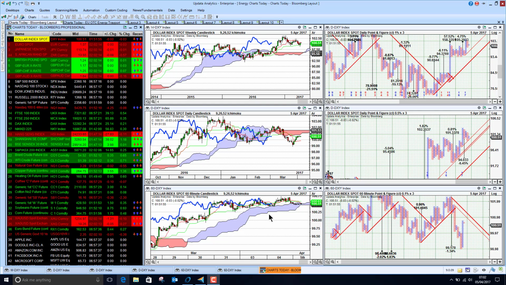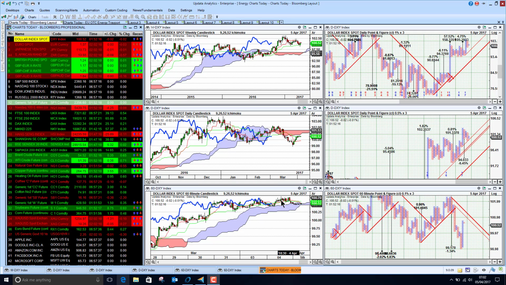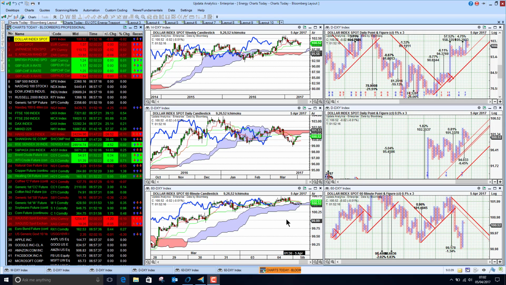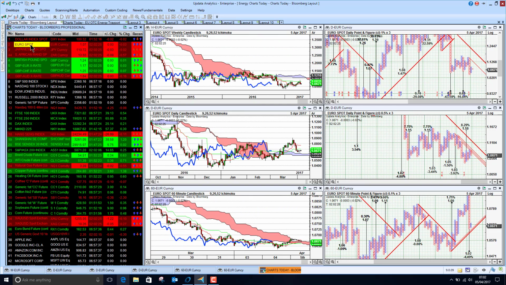But the key thing is we are in this sideways move. Can we break to the upside? That's the question now. Will we break below or above the cloud? Will we break higher or go lower? So we're just going to keep an eye on the dollar for that. And the same applies to the euro in reverse.